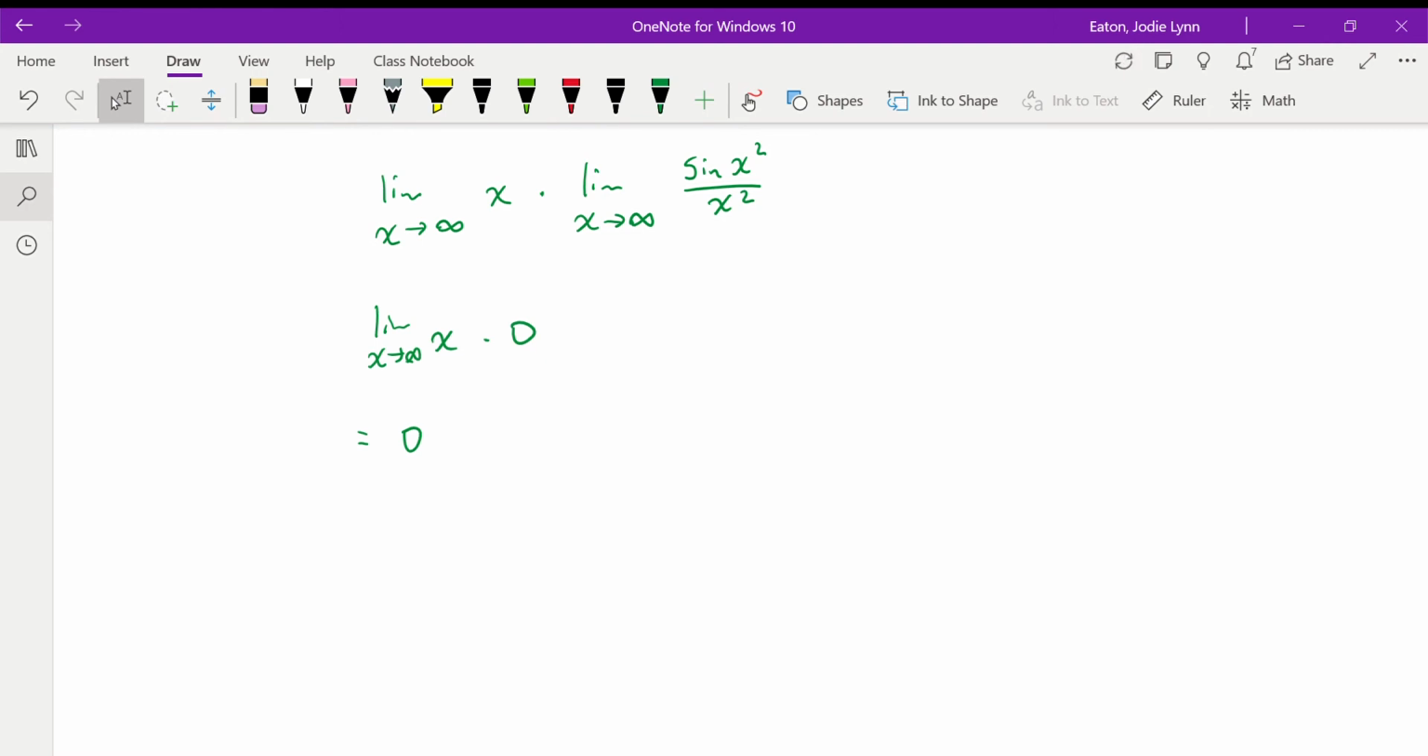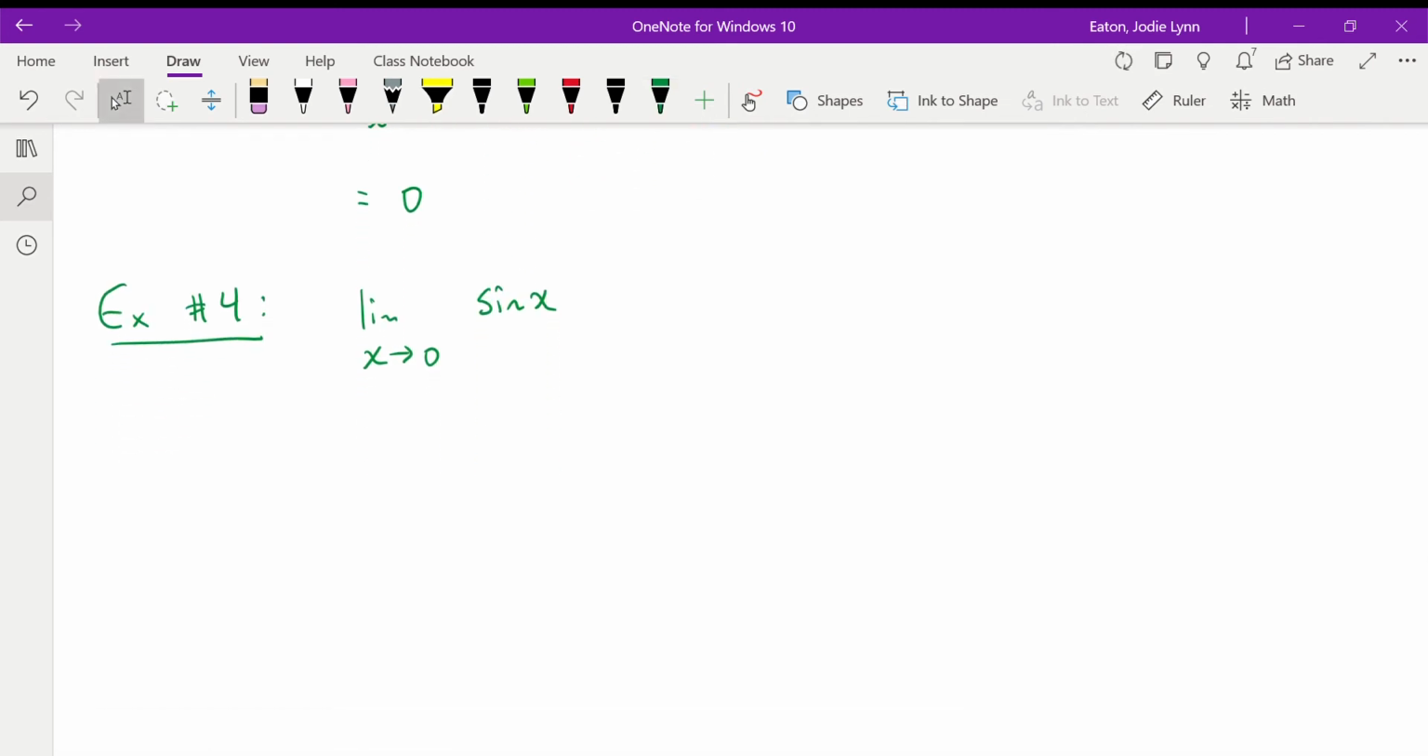Okay, so example 4, we're going to use one of our other problems. So we have the limit as x approaches 0 of sine x. We're just going to do a regular trig limit. There's no fraction. I'm just going to plug in x equals 0. This is equal to sine 0, which equals 0.